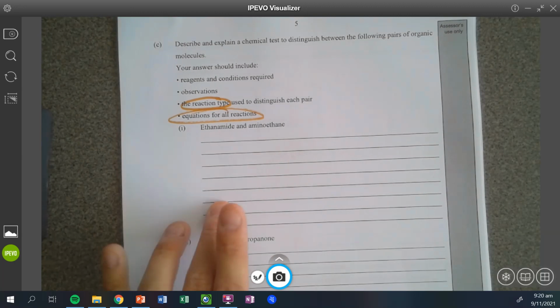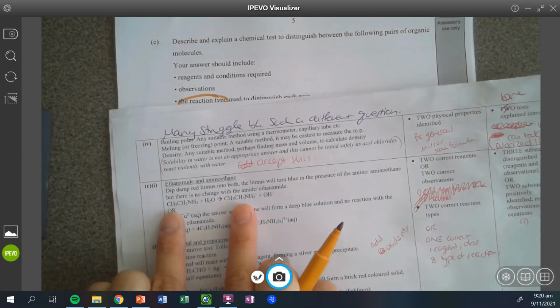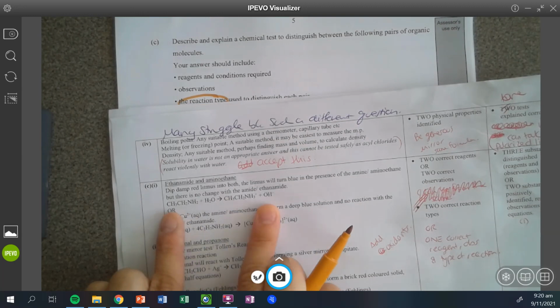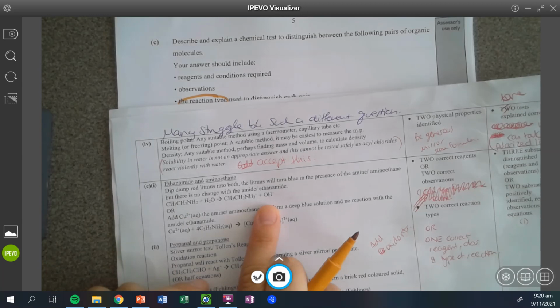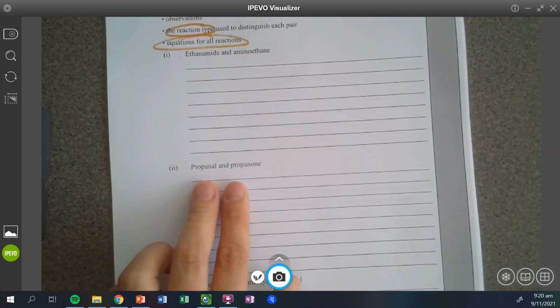This one's a silly one to lose points on because it's really quite generic. And also the equation for this one's very easy because all you're showing me is the neutralization of the amine and releasing a hydroxide. Cool? All right, second one here is your ketone and your aldehyde.